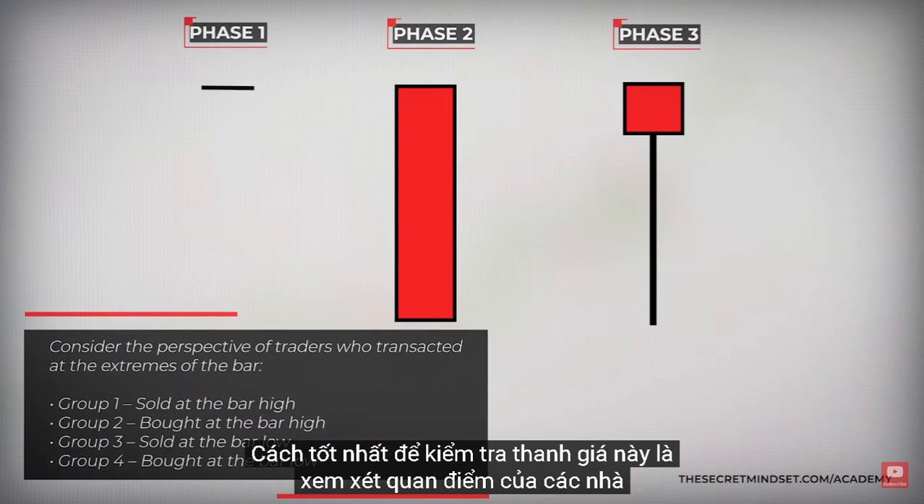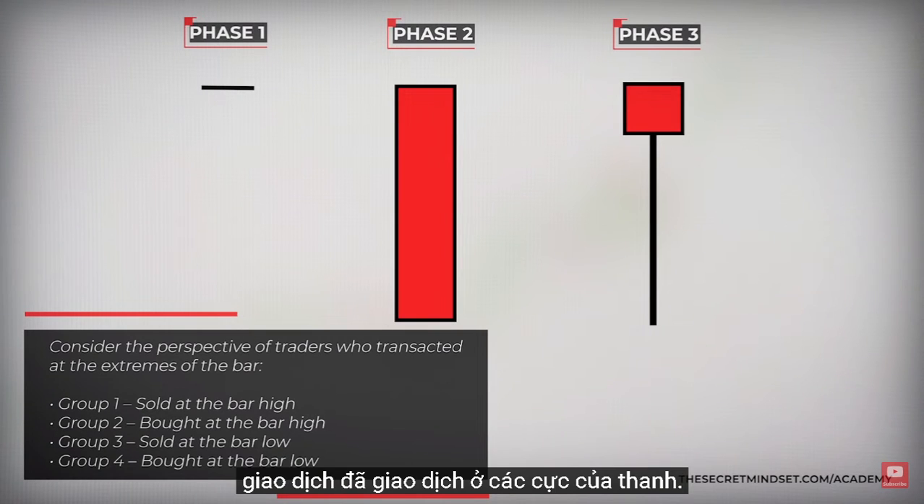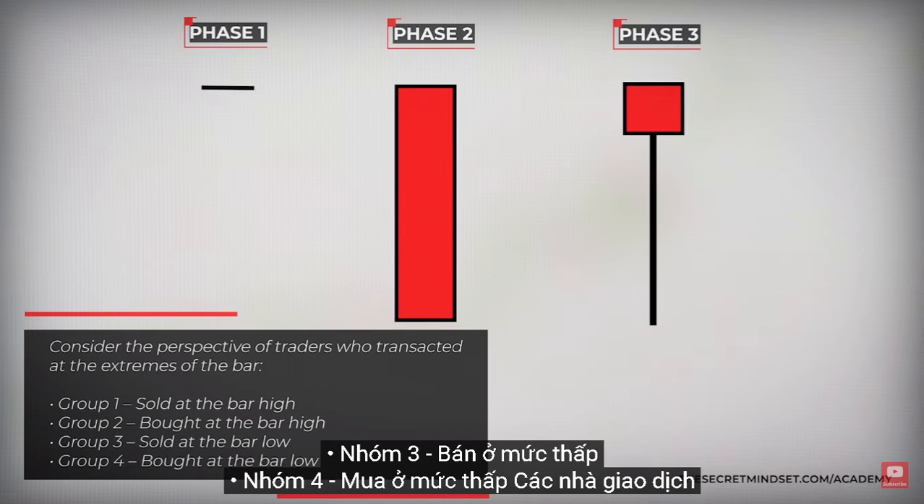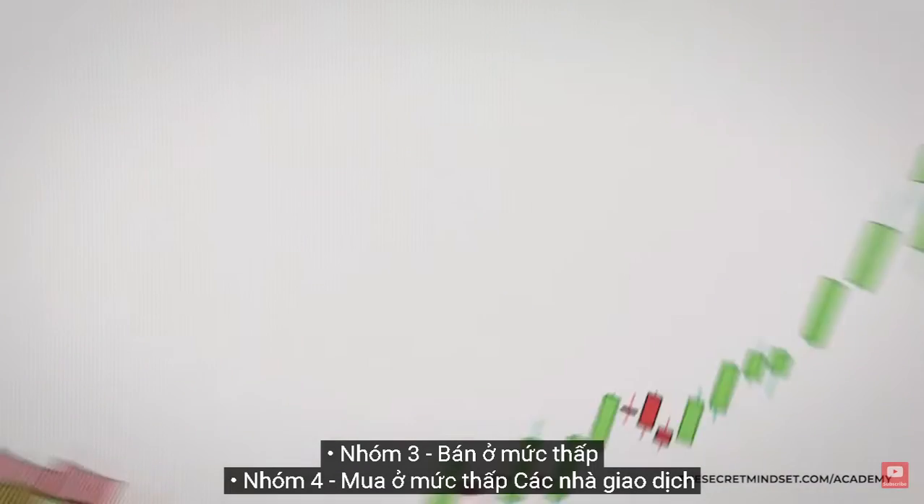The best way to examine this price bar is to consider the perspective of traders who transacted at the extremes of the bar. Group 1 sold at the bar high. Group 2 bought at the bar high. Group 3 sold at the bar low. And Group 4 bought at the bar low.